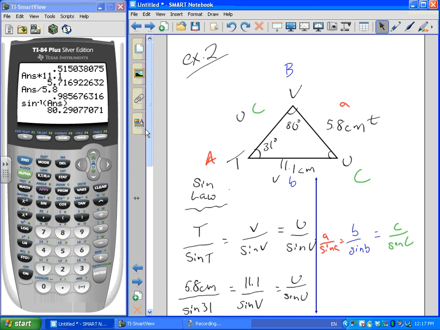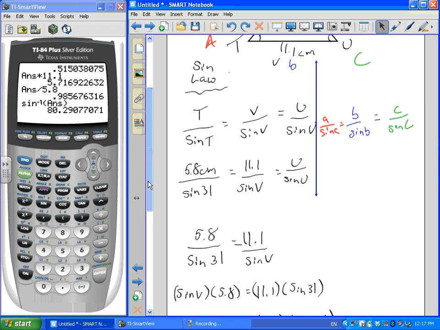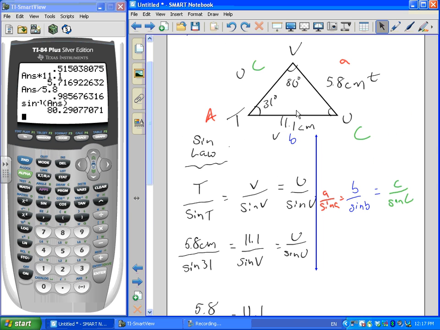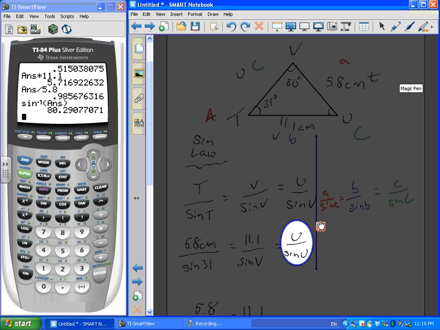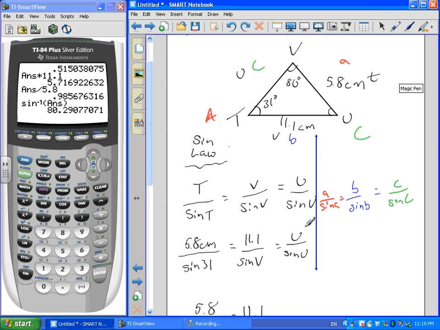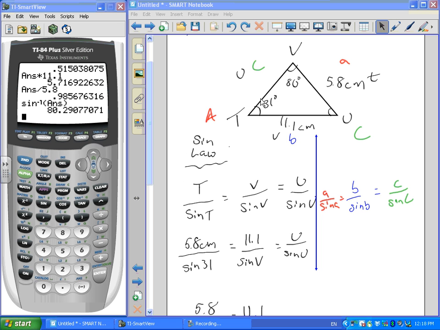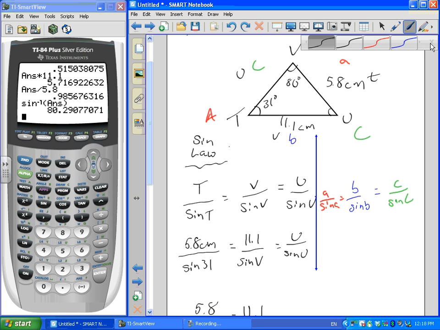Now which means I now have two ratios. But say I want to find side U. I don't have any of the numbers in the U ratio. Right now, if you guys notice, I have nothing for U. None of the measurements. I need at least one of them. Sheldon. That's right. Because I now have these two angles, I can solve for angle U very simply. 180, subtract 80, subtract 31. It's going to give us 69. There you go.